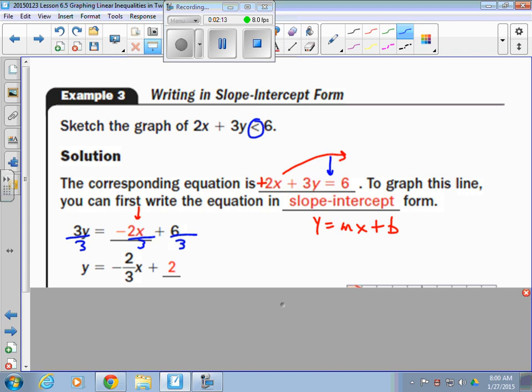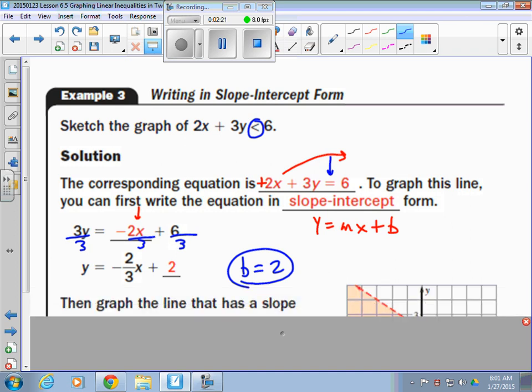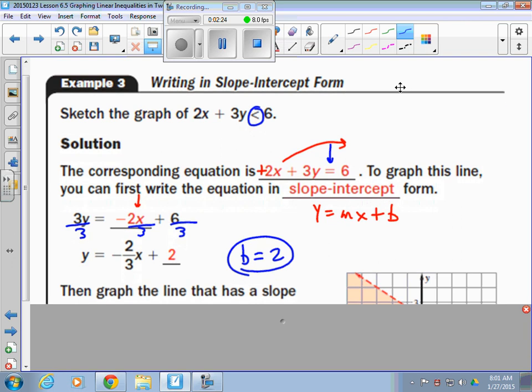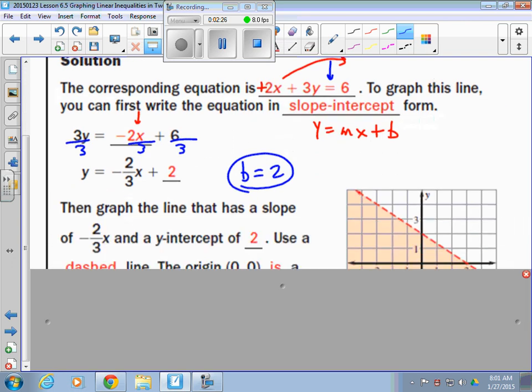B tells you where to begin. Your B value is 2. It's positive. So that means your y-intercept tells you to begin the graph at 2. So 2 is at this point right here. Don't worry about the dashed or solid line yet until it's time to actually draw the line. I know it's on there. Don't worry about it just yet.